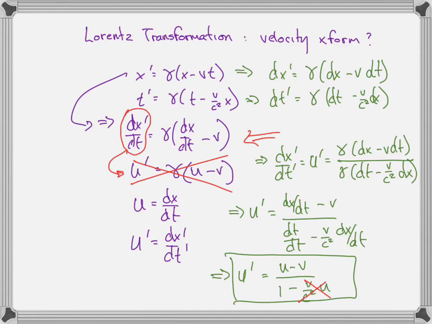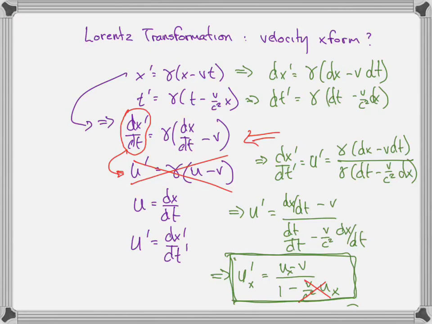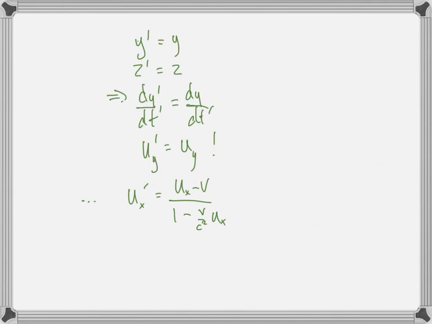The boxed equation is true if we're in one-dimensional motion. But if we're in two-dimensional motion, this is the x component of the motion. So u sub x', we found, was equal to u sub x minus v over 1 minus v over c squared u sub x. But what about u sub y and u sub z? Well, we have to do the same thing.